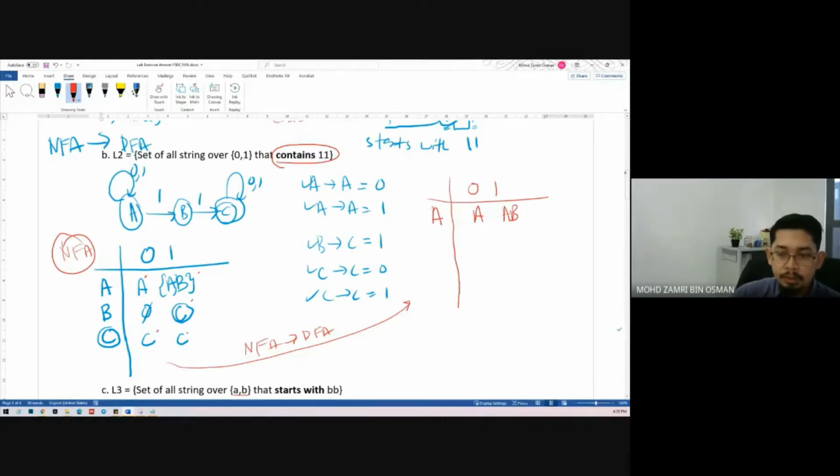Since we haven't analyzed AB yet, you put AB here. We don't have any separate B anymore, because we already unioned it together to become a new state.